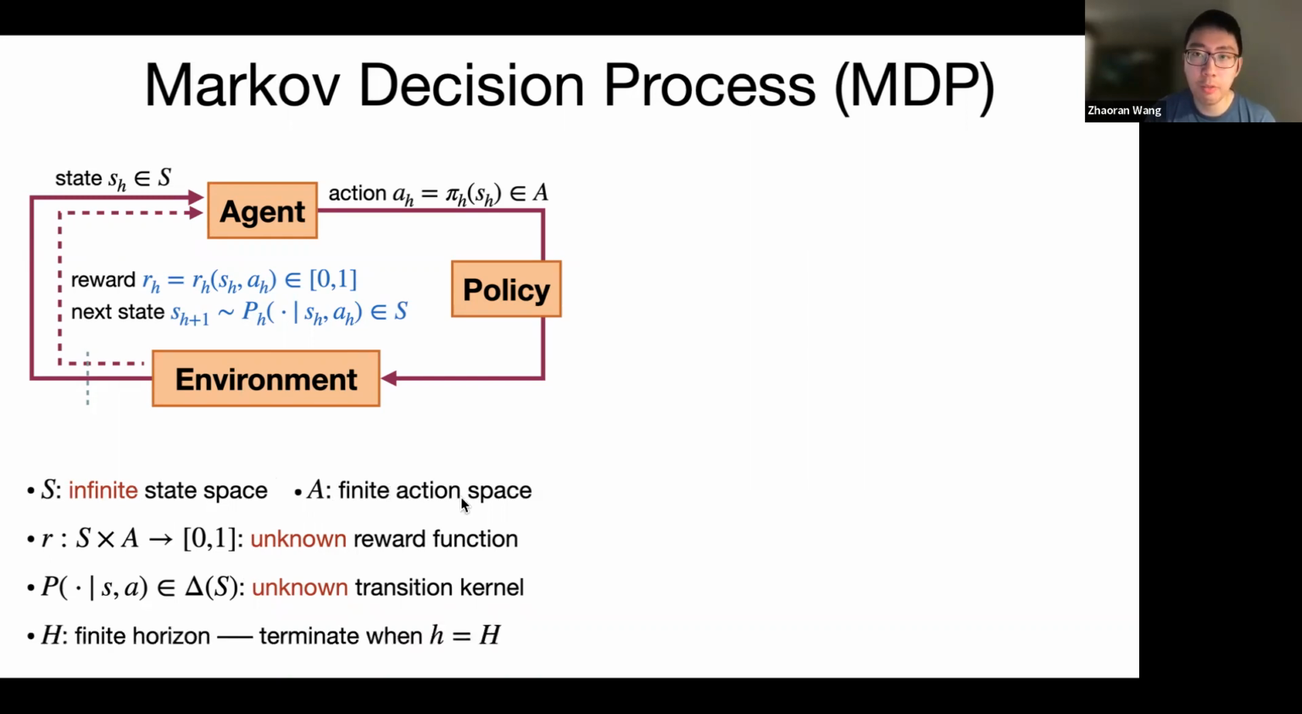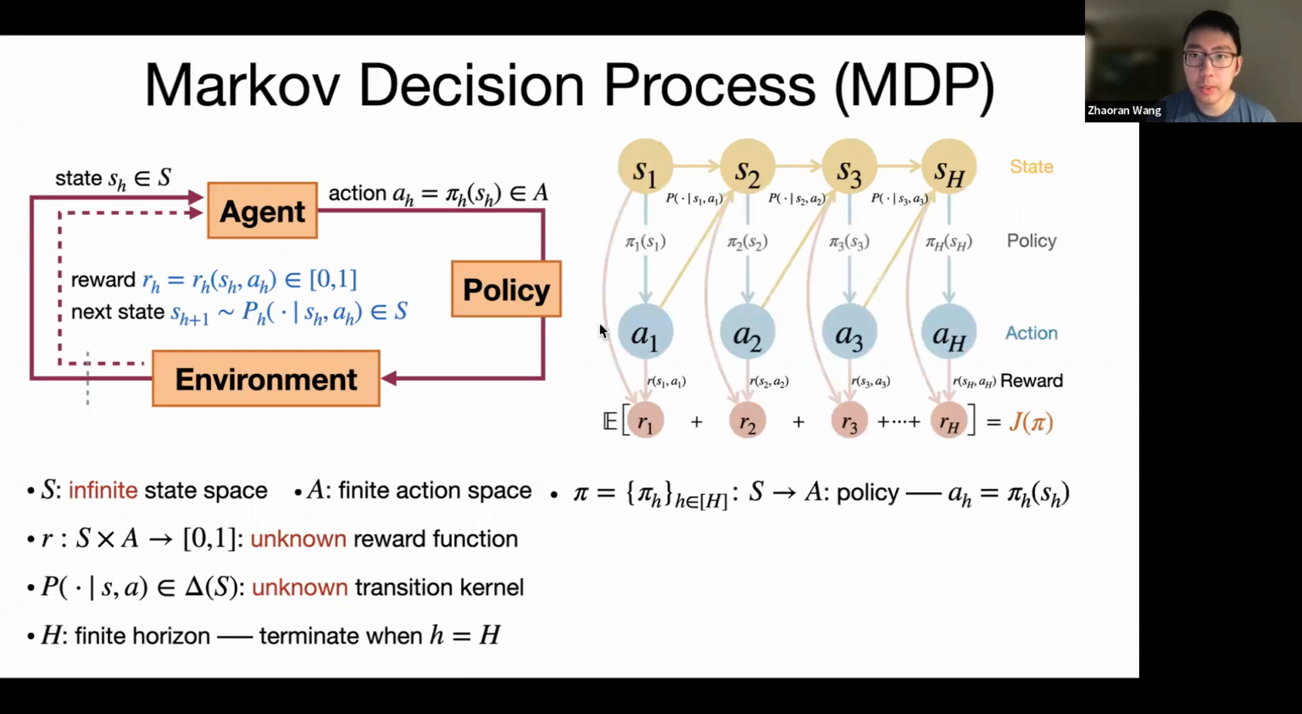And we're considering a finite horizon setting, which means the interaction will end after capital H steps. So you go from the first state, take an action, receive the reward, and then you transit into the next state. And this is determined by the environment. And in total, there are capital H steps. And we care about the expected total reward, which is J of pi. So we want to maximize this total reward over pi.